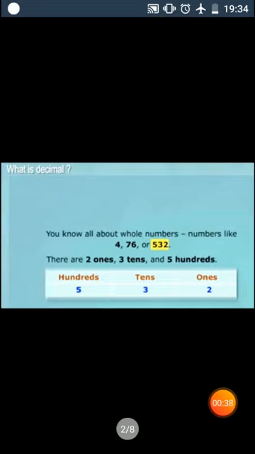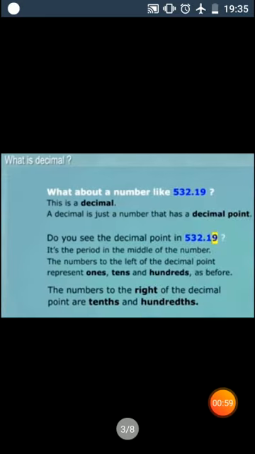You know all about whole numbers. Numbers like 4, 76 or 532 and so on. In 532 there are 2 ones, 3 tens and 5 hundreds. What about a number like 532.19?